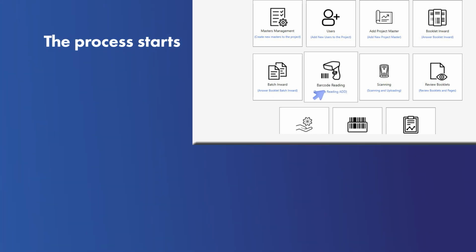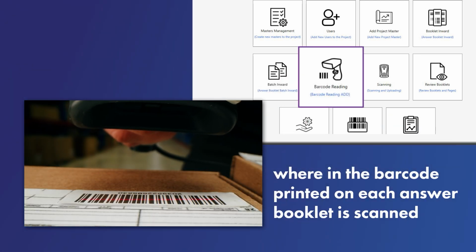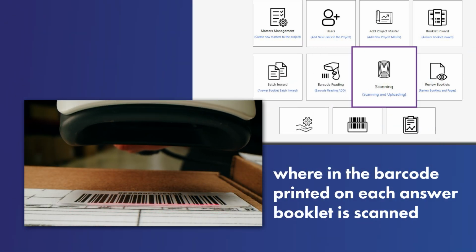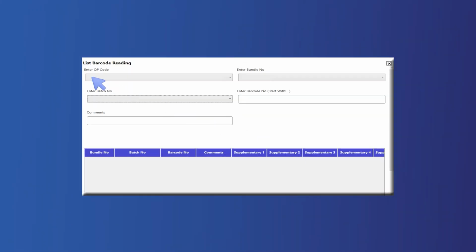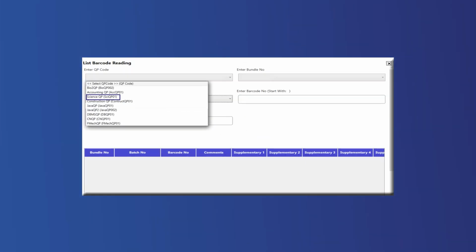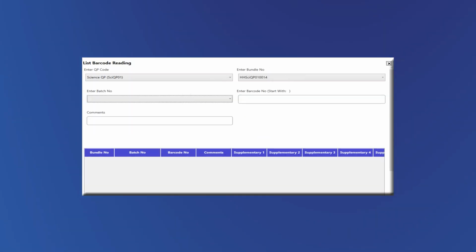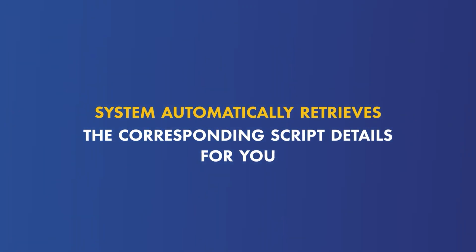The process starts with barcode reading, wherein the barcode printed on each answer booklet is scanned. This enables the system to uniquely identify and register each script. To begin scanning, the user selects the relevant QP code, bundle number, and batch number. Once selected, simply scan the barcodes and the system automatically retrieves the corresponding script details for you.